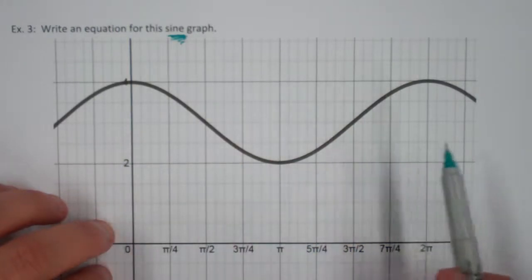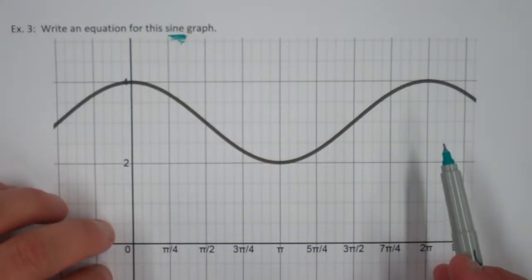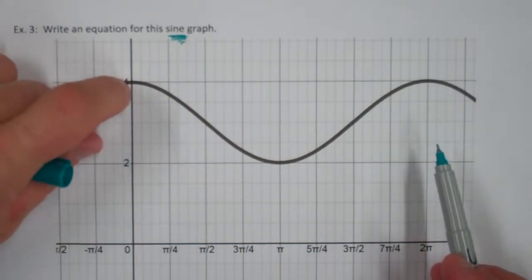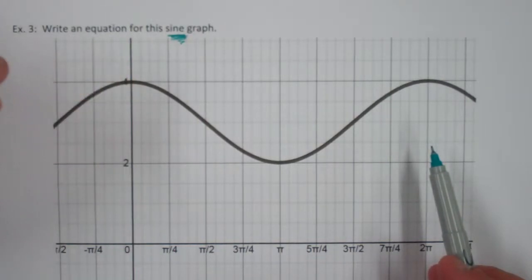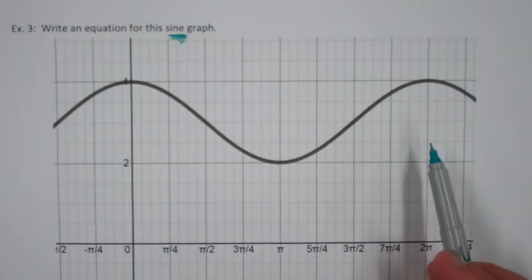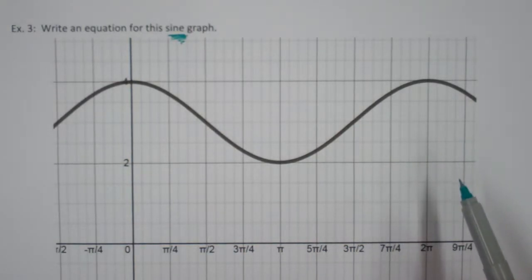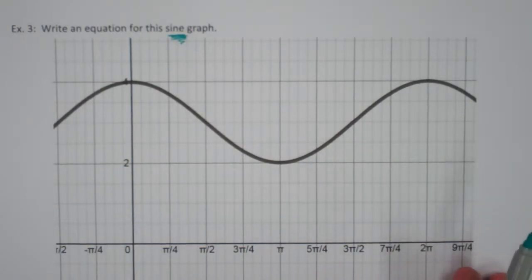Now you might be looking at this and saying, Mr. Valsa, wait a minute. It starts up first. I'm writing a cosine equation. You could. There's really an infinite number of equations you could write for this, but we are specifically asked to write a sine, that this is a sine curve, so we need to write a sine equation.